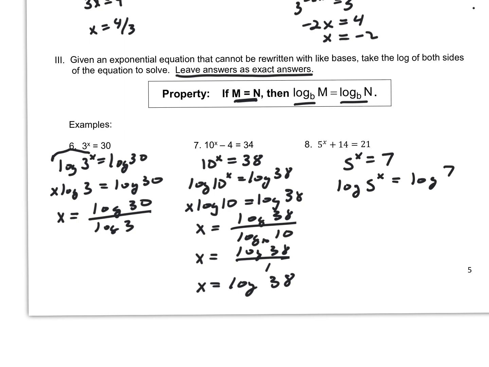I'll pull my exponent out in front, so x log of 5 equals log of 7. Undo my multiplication by dividing. So my exact answer, log of 7 divided by log of 5. And again, I can't do any reducing. Those are two different decimal numbers, and it's not log base 5 of 5, it's log base 10 of 5. So it does not just become a nice 1. My final answer is log of 7 divided by log of 5.